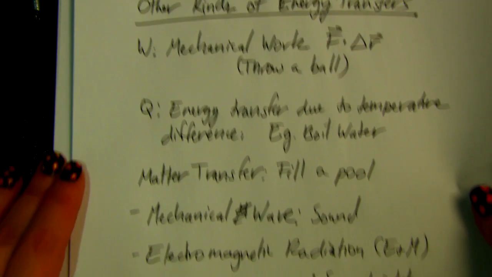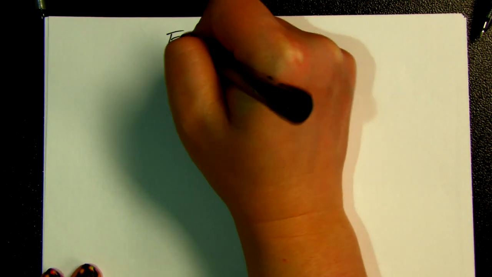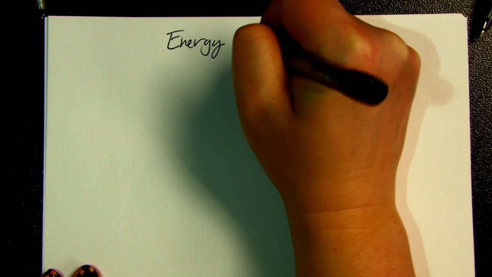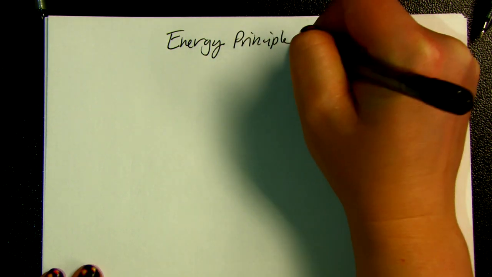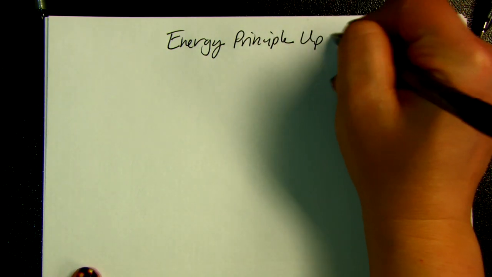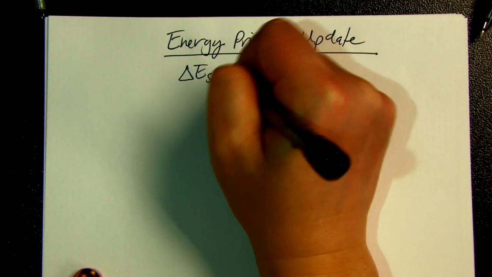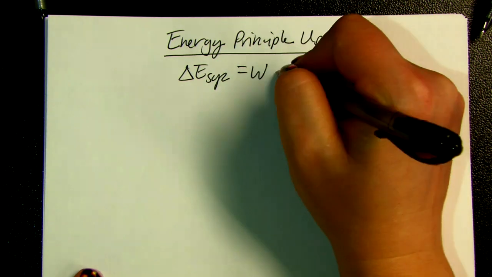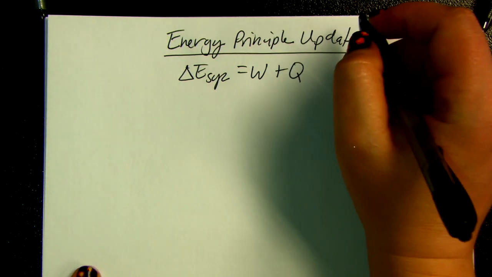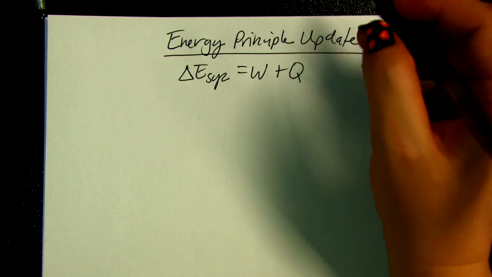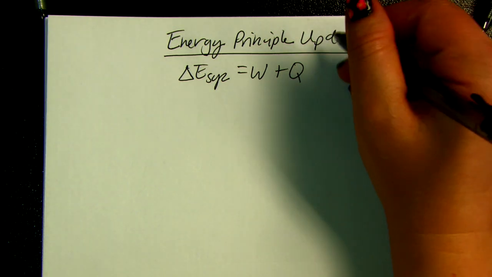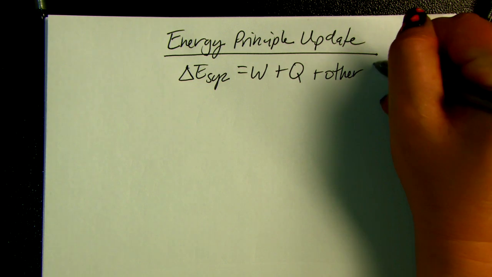Okay, so let's update our energy principle again, now that we know more things that we might need to try and account for. All we're doing, we're not really devising anything new. We're just expanding and fleshing out what we know. So the change in energy of a system is equal to contributions from work plus Q, that thermal, that temperature difference, energy transfer, plus any other transfers.